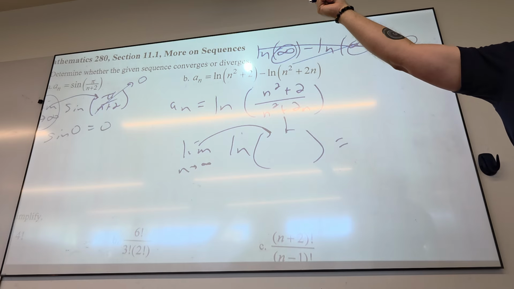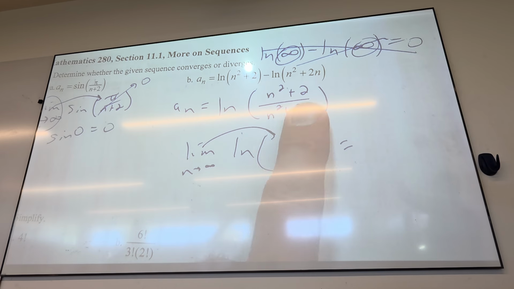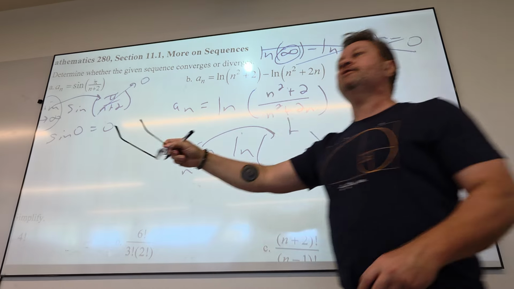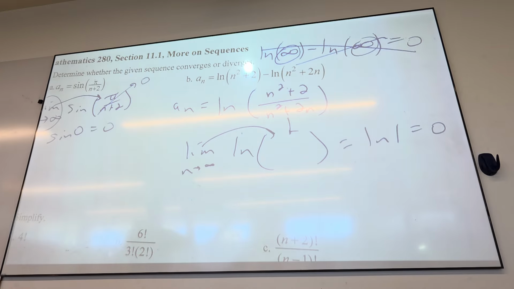And what do I get? This should be quick, yes? The degrees are the same, so what's the limit of this? 1. And what's natural log of 1? 0. Okay, so again, it's not because the answer is 0. That's why I kind of hate that I made the first two go to 0. It's because the answer is finite. Both of those sequences converged.